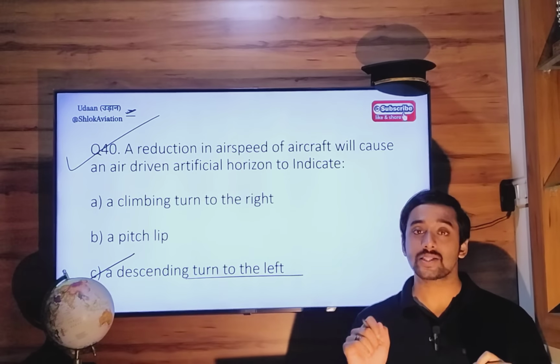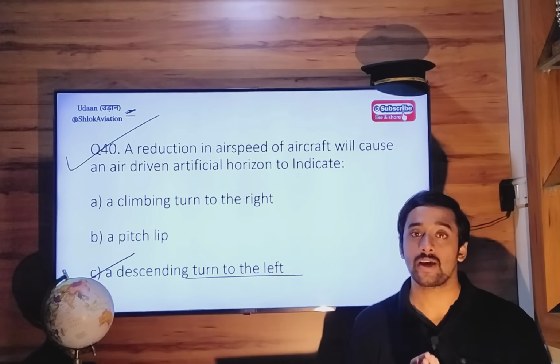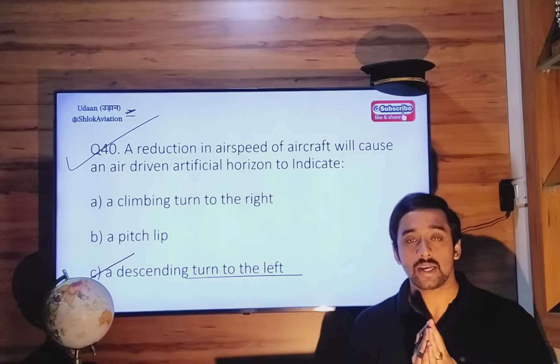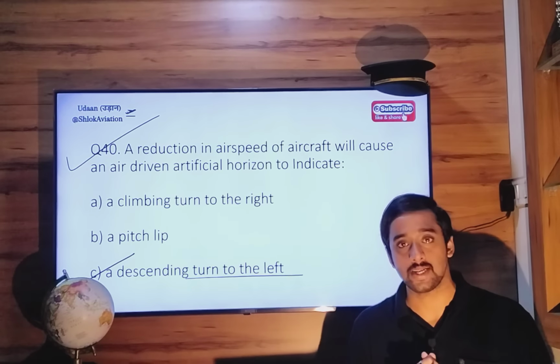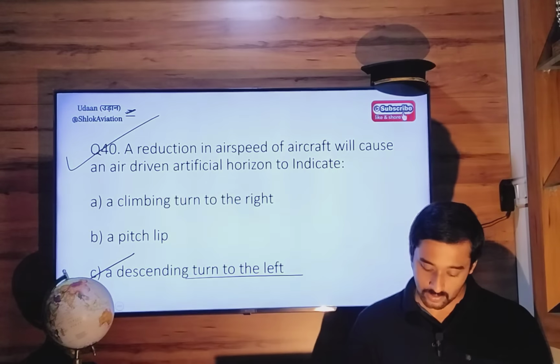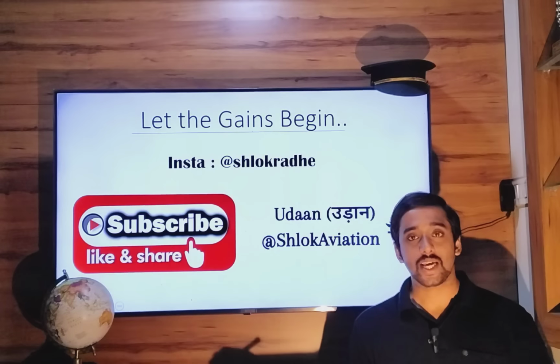When you add speed, when you increase your airspeed or when you accelerate your aircraft, your artificial horizon will erroneously indicate a climbing turn to the right hand side. So very important. So this concludes our lecture.